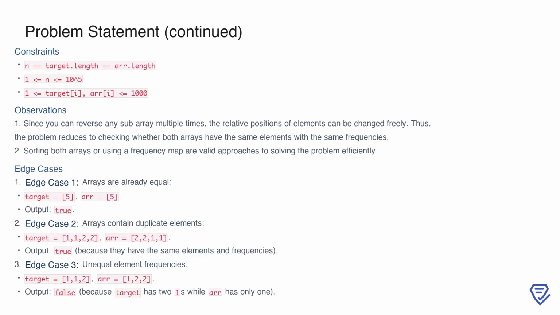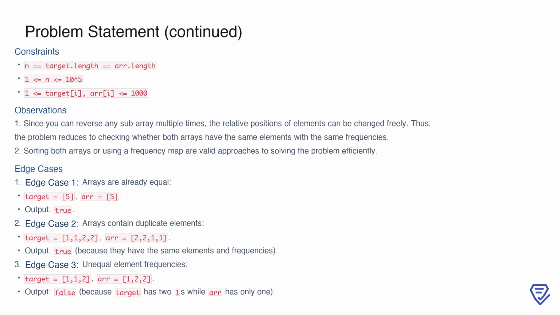This problem also comes with some constraints and observations. The length of both arrays, n, is guaranteed to be equal, and it can go up to 100,000. Each element in the arrays is between 1 and 1,000. Since reversing any subarray allows you to freely change the relative positions of elements, the problem simplifies to checking if both arrays have the exact same elements with the same frequencies. Efficient approaches to solve this include sorting both arrays or using a frequency map.